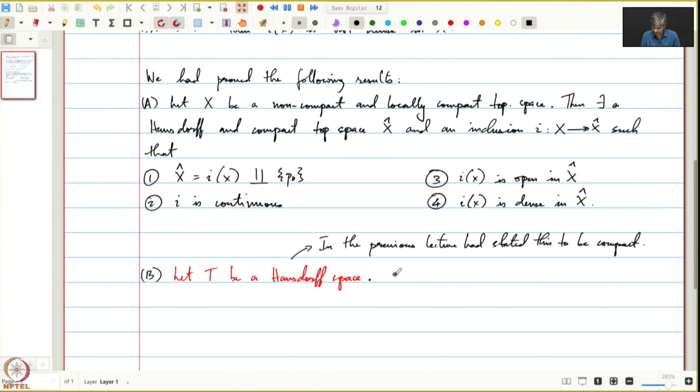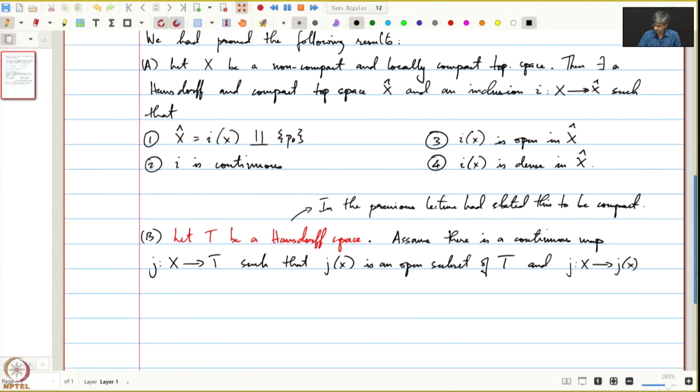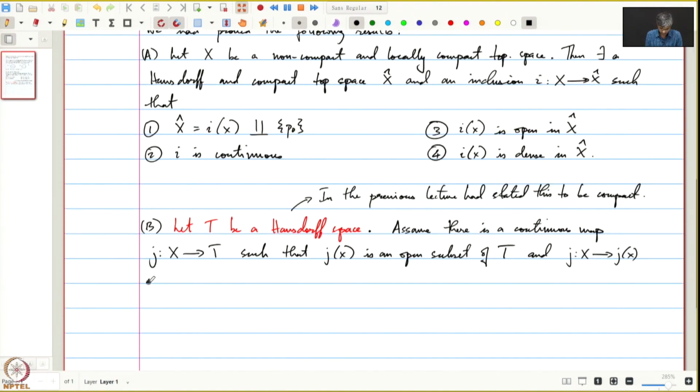So let T be a Hausdorff space, and assume that there is a continuous map J from X to T such that J of X is an open subset of T, and this map from X to J of X is bijective and is a homeomorphism.